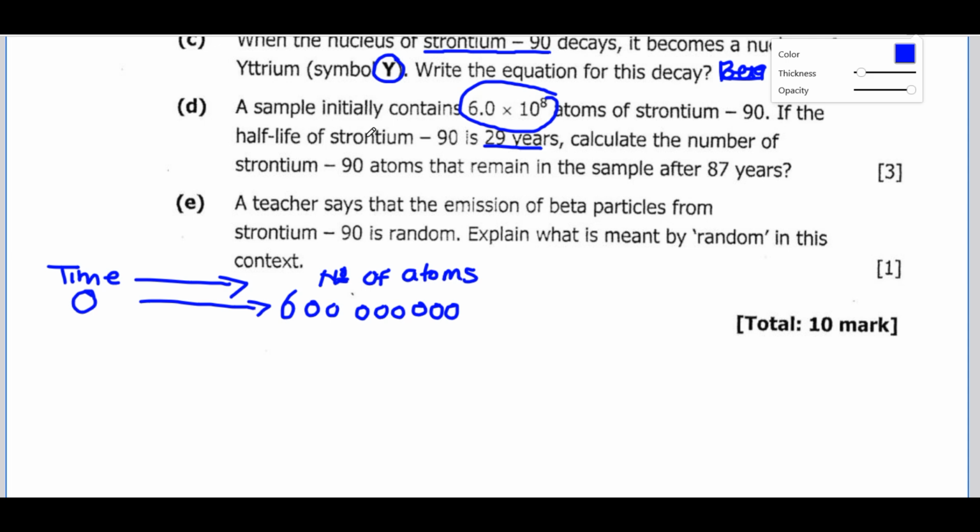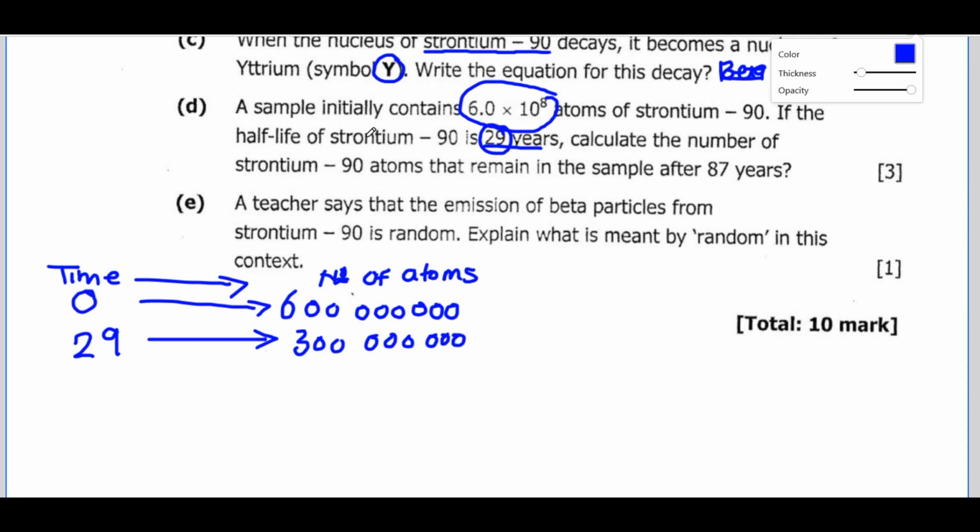So what is the half-life? Remember, the half-life is 29. So after 29 years, the atoms will decay by half. So you take this number, then you divide by 2. 600 million divided by 2, you get 300 million.